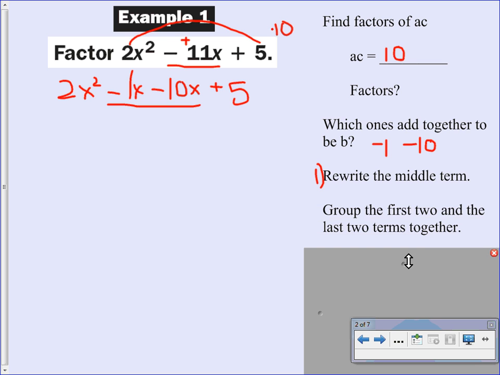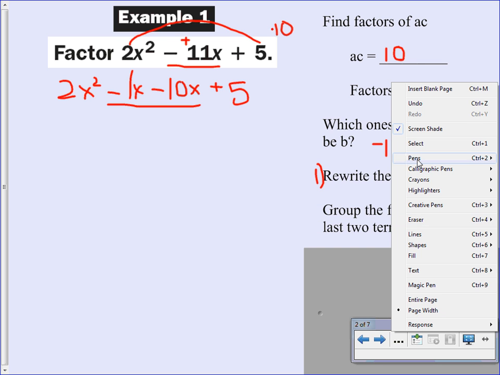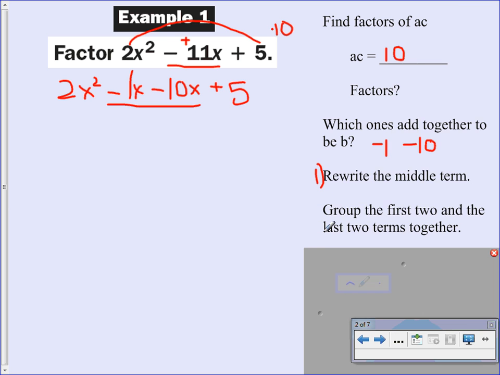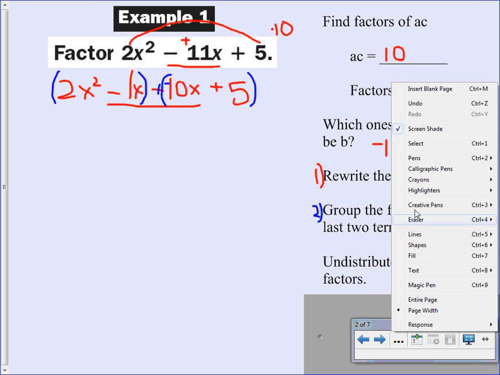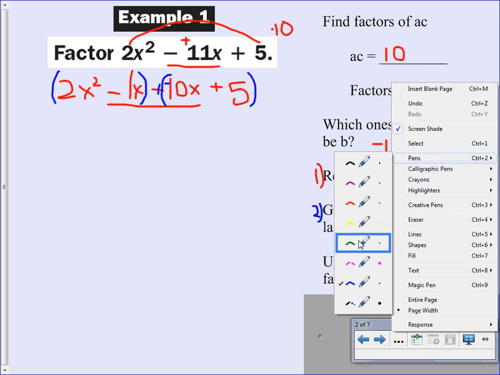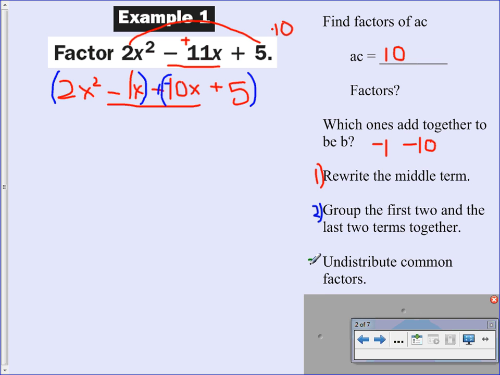Here's going to be our next step. And I'll change markers just because it sounds like fun. We're going to group the first two terms together and the last two terms together. So 2x squared minus x. Now that negative belongs to the 10. So negative 10x plus 5. I'm going to group those together. Now we're going to undistribute the common factors.